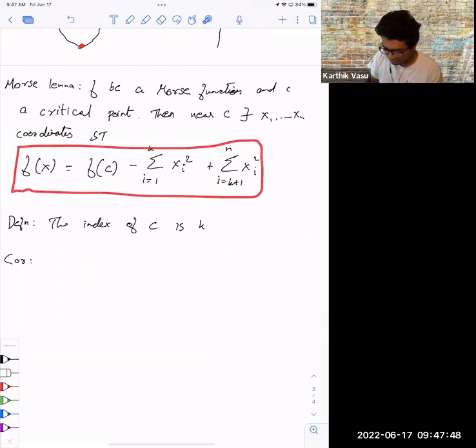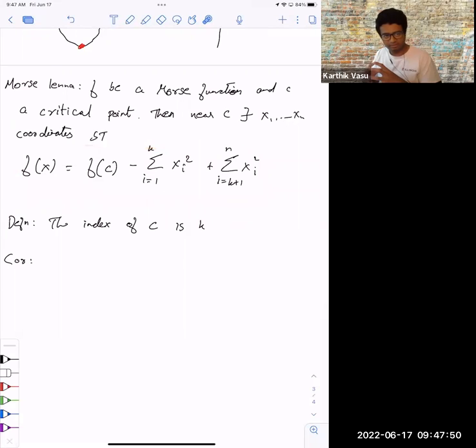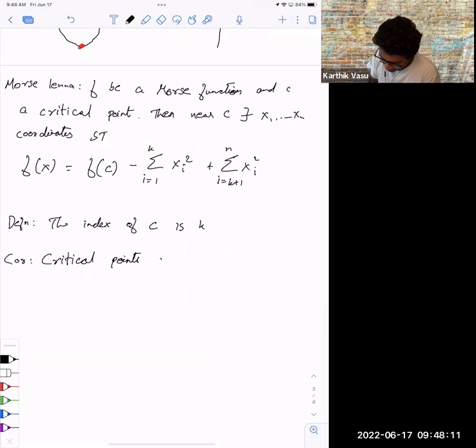Which means that all critical points on your manifold will be discrete. So in a neighborhood of any critical point, there are no other critical points. So critical points will be discrete. And since I was on a compact manifold, it will actually be finite. So the corollary is that critical points are finite.